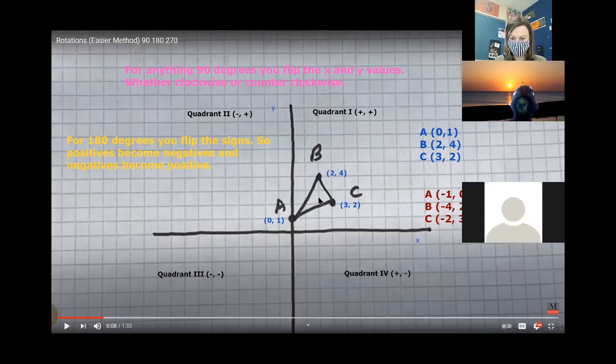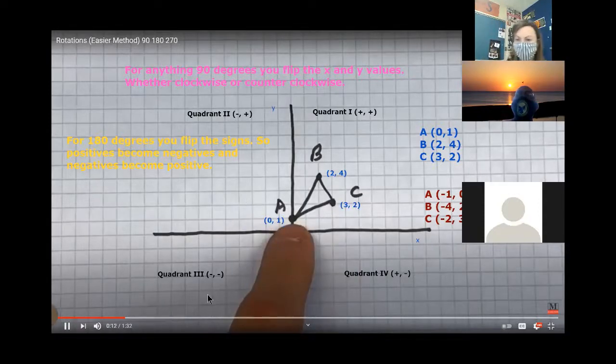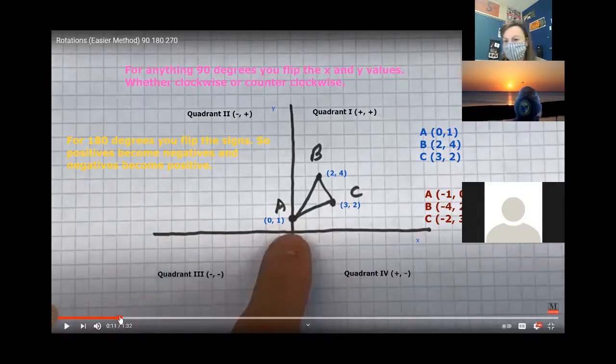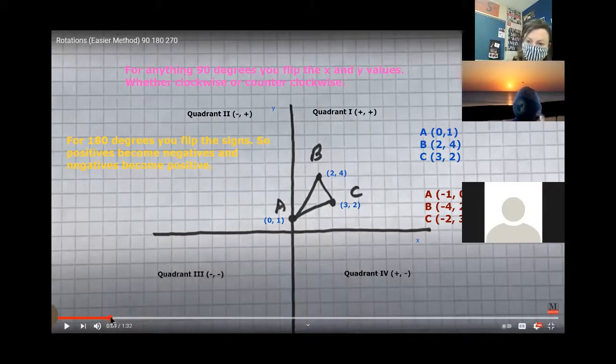So whatever they tell me to go, if they tell me to go 270 degrees counterclockwise, I say that's the same as going 90 degrees clockwise. If they tell me to go 270 degrees clockwise, I'm going to go 90 degrees counterclockwise. And we already know what to do with 90 degrees. Okay, so I'm just going to write this.